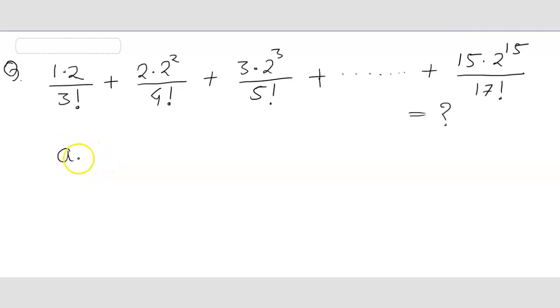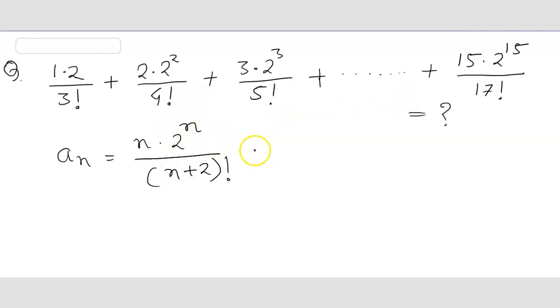Let the general term be a_n, and it will become something like n times 2 to the power n by (n plus 2) factorial. See, when we put n equals 1, it results as 1 into 2 by 3 factorial. When we put n equals 3, it results simply as 3 into 2 to the power 3 by 5 factorial, and so on.